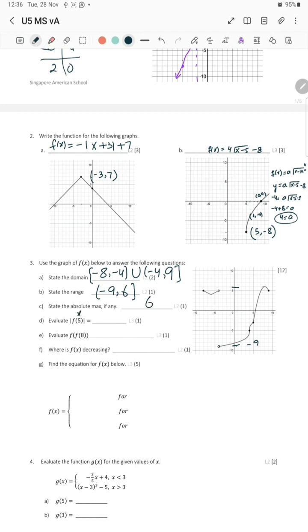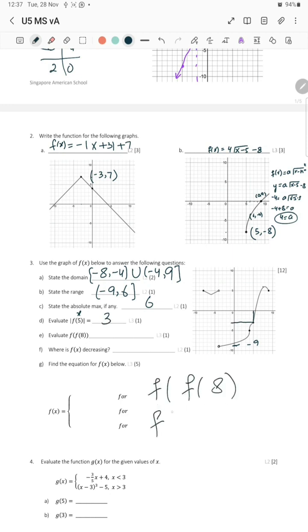f of 5 means f of x is equal to 5. So x is 5 at, it is mod, so positive value we're going to take. We're going to check x. This is negative 3 but it's mod, so we will get positive 3. f of 8.